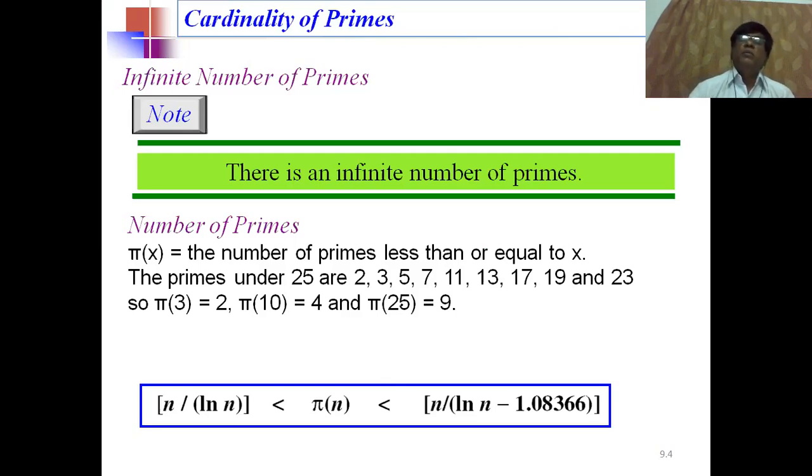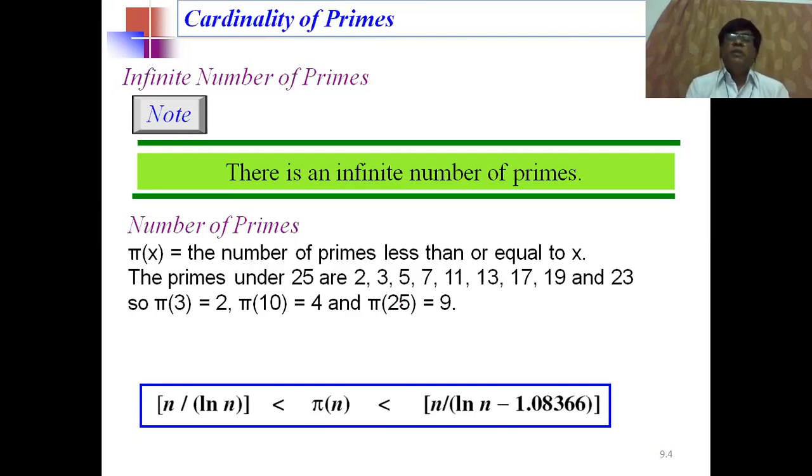Generally, how many primes are there from 1 to 100? How many primes are there from 1 to 1000? How many primes are less than 10,000? Like that, that is called the cardinality.